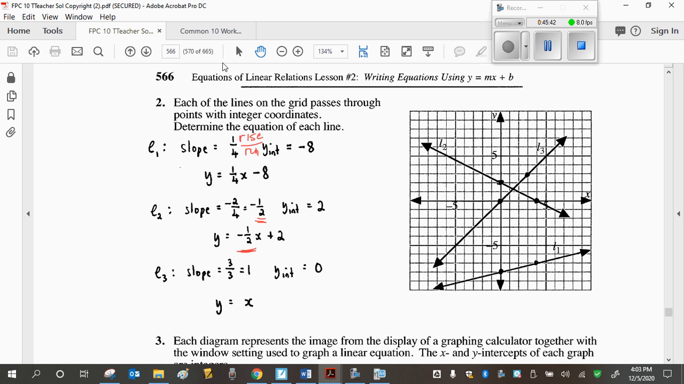And look at that, you had a slope of 1. All these points are on the corner of the square. So 1 up, 1 to the right, 1 up, 1 to the right, 1 up, 1 to the right. And that's the slope of 1.